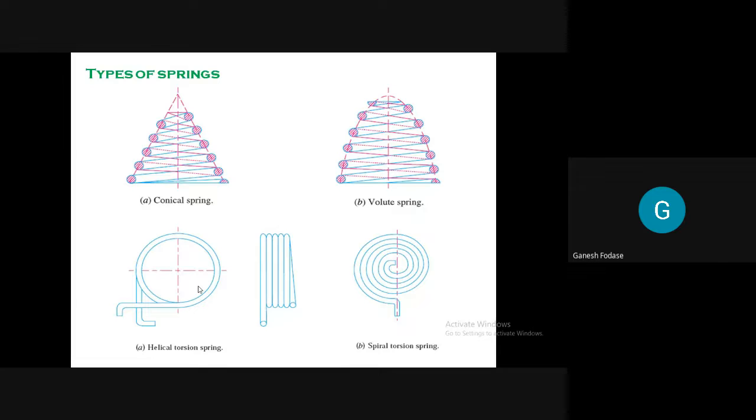So can anyone tell me another application of helical torsion and spiral spring, if known to you? Just think about that. No? Okay, I'll ask you tomorrow. Just search about this. In the next lecture, we'll talk about applications of these two springs.